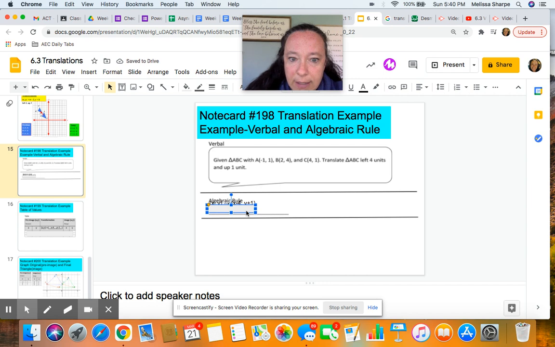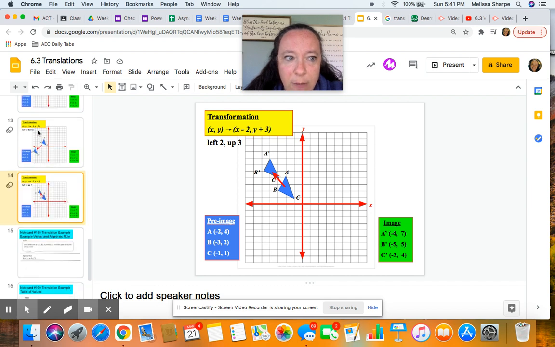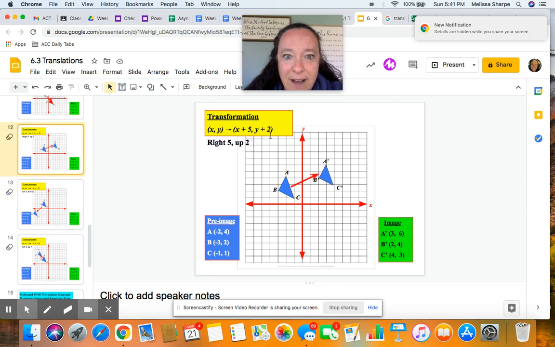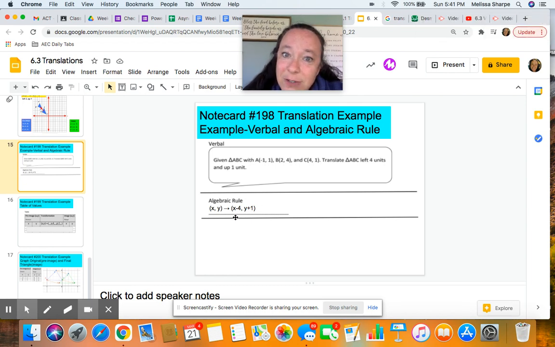Okay, so based on all those examples that I just went over with you in the last video, this should be pretty simple. You would take your ordered pair that you're given, and you would do this. Now, let me just remind you, all in these yellow boxes were our algebraic rules, okay? All of those were. So this algebraic rule, we're going left 4, so x minus 4, and we're going up 1, so y plus 1. So go ahead and get all of this written down for note card 198. So pause me and get that done.